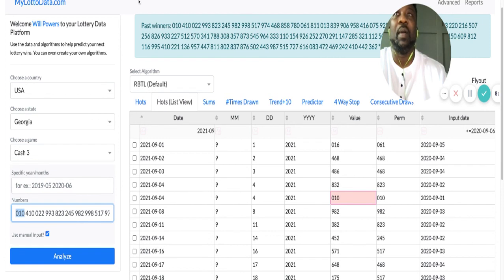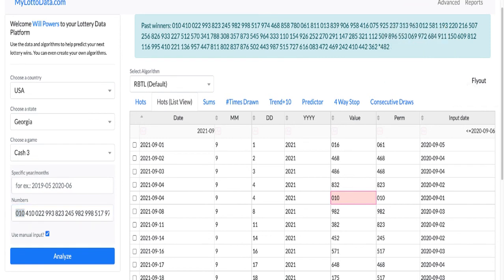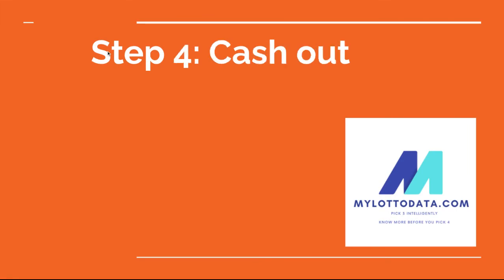And if I go back to my tab, share this tab here, you already know what you would be doing. Step 4 is you cash out. You go to your local retailer and you cash out.